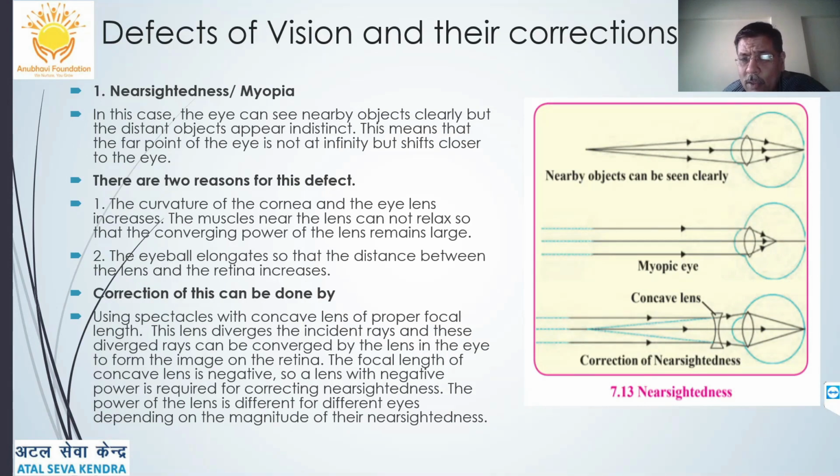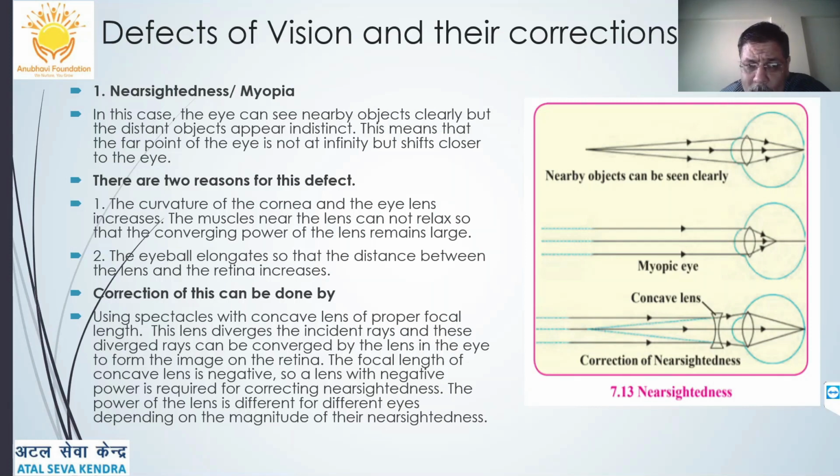Now coming to the defects of vision and their corrections. Dear students, we have different types of defects for which we use spectacles also. The first defect which we should know is nearsightedness or myopia. In this case, I can see nearby objects clearly, but distant objects cannot be seen properly or are indistinct. This means that the far point of the eye is not at infinity but shifts closer to the eye.